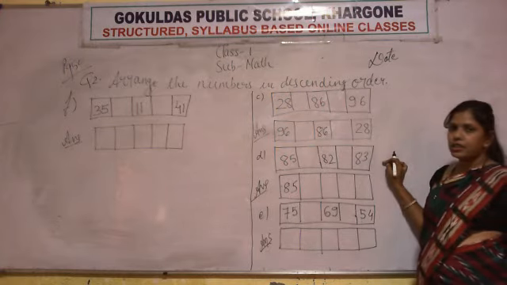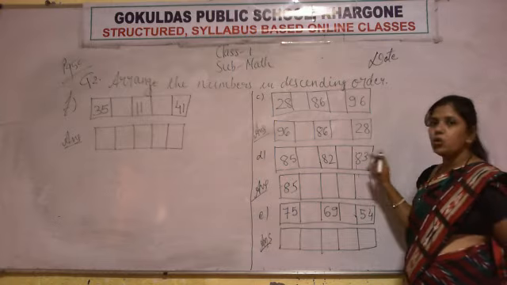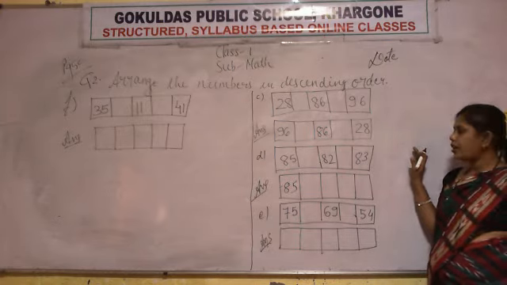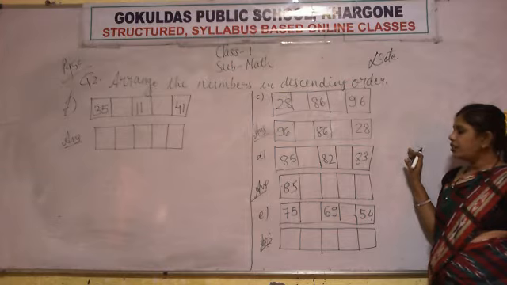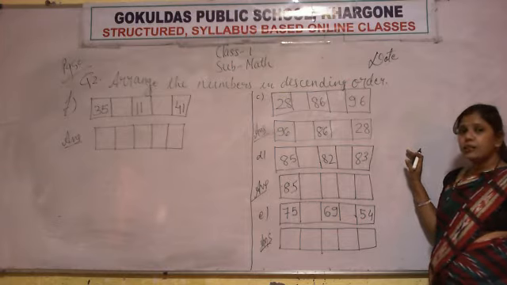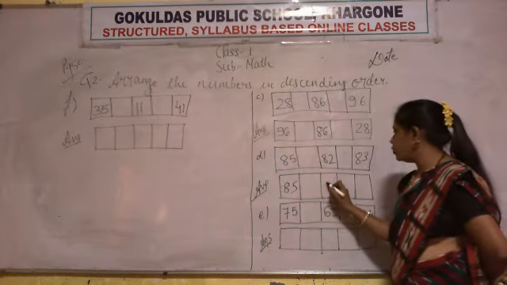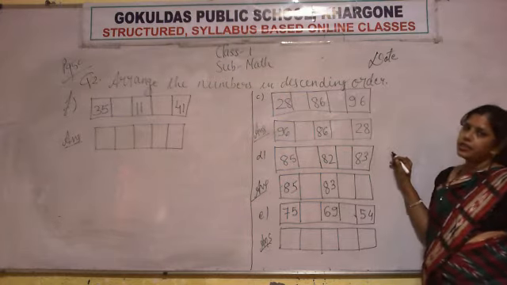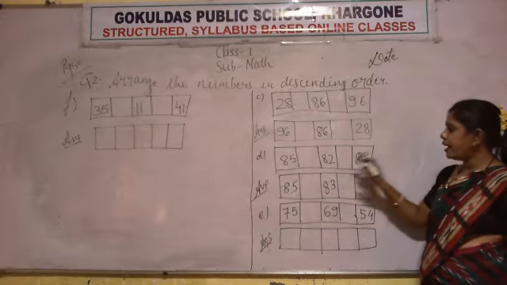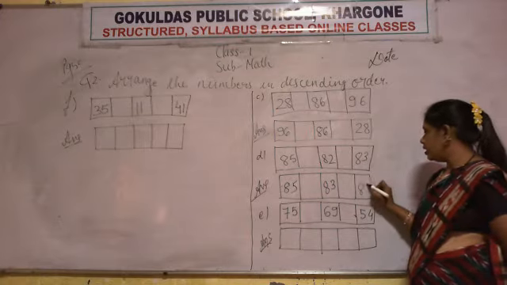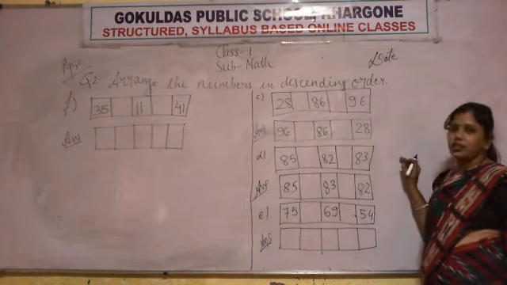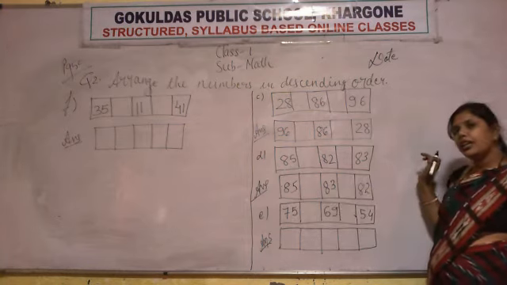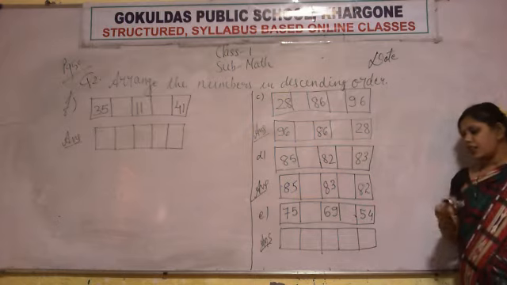Now the two numbers remaining are 82 and 83. Now the next biggest number is 83. So write here 83, and the smallest number remains at the last, which is 82. So we arrange them as 85, 83 and 82. This is the answer.